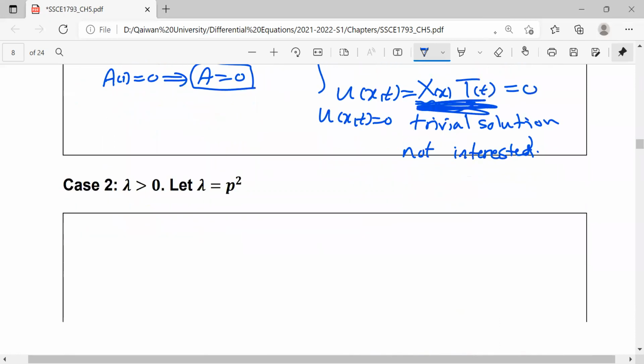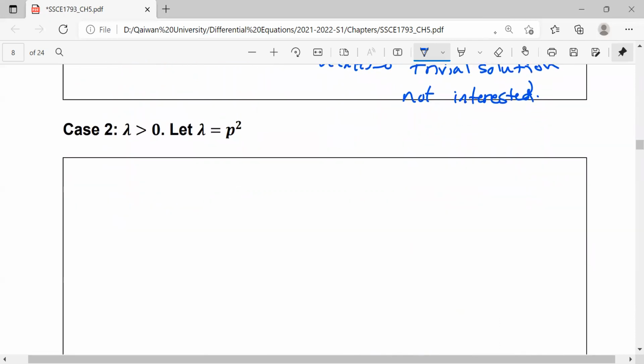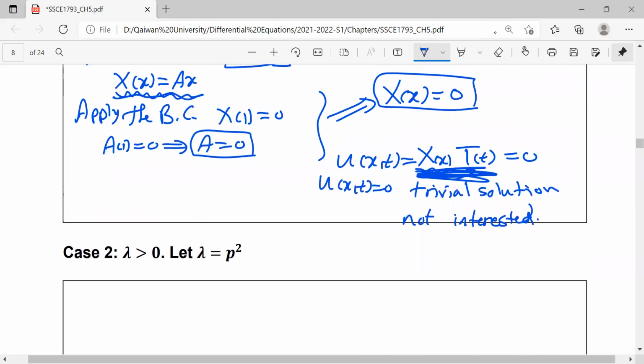Okay? And then for lambda positive, we have 3 cases for lambda. It's either 0, positive, or negative. We solved it for 0, and we get a trivial solution for u. We don't take it. And if lambda is positive, we let lambda be p squared. P can be any value. If it's either negative or positive, when we square it, it becomes positive. That's why we put it to be p squared.